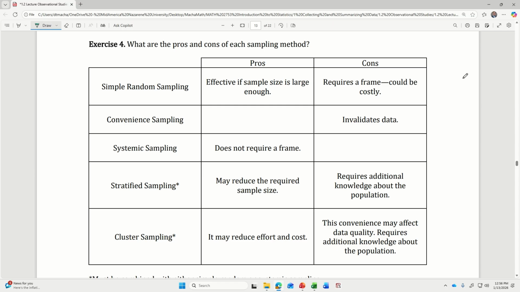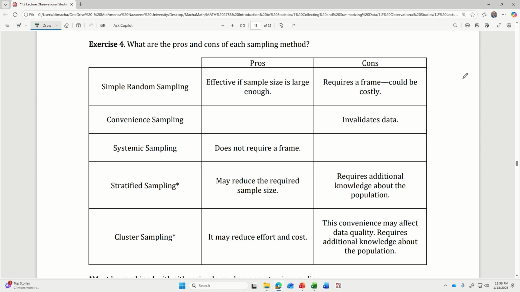For stratified sampling, the benefit is that if you stratify your sample well, you could reduce the overall sample size that you need to make an inference. The downside to stratified sampling is that you have to know a little bit more about your population. If I want to stratify by low income, middle income, high income, I have to know which individuals in my population belong to those groups. Maybe you know that, maybe you don't, maybe you have to find that information out, so that could also be a hassle.